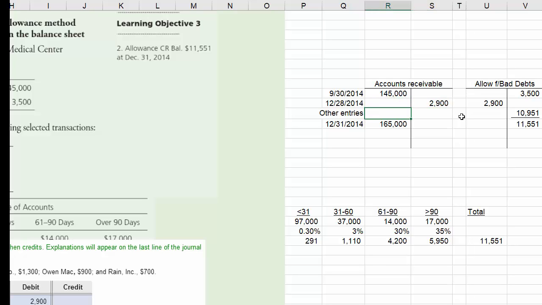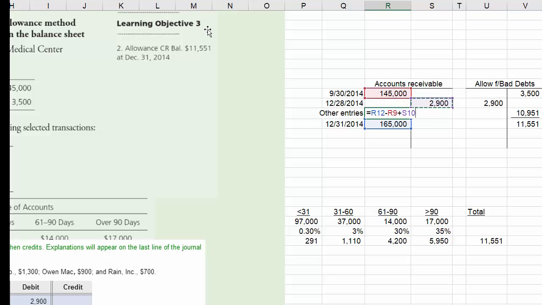Now, there were other entries made, right? We could force the balance in here if we needed to, but we really don't need to because they told us the balance at the end of the year was $165,000. However, if we wanted to force it, we can certainly do that. We'll take 165 minus 145. So that's a 20,000 difference, but 2,900 was credited to it. So we want to add the 2,900 back into it.